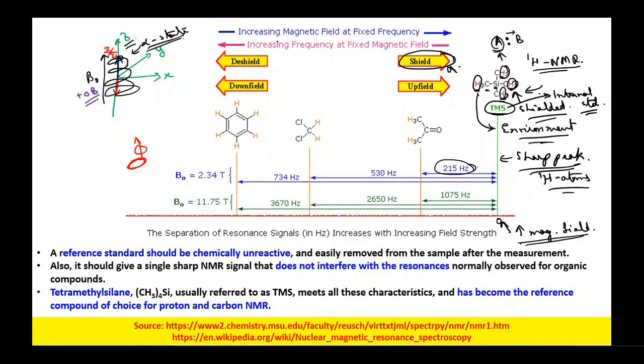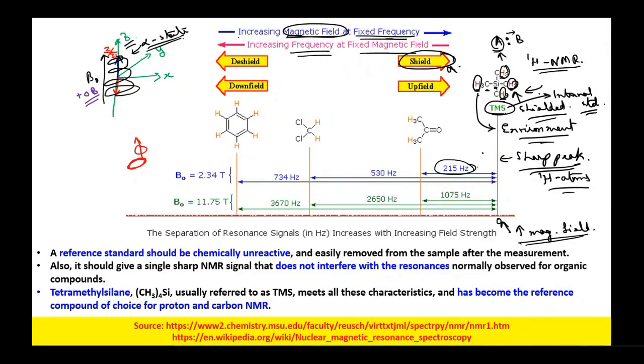So you can measure the things in two ways. Either you can keep the frequency fixed and you vary the magnetic field, and the other thing is that you fix the magnetic field and you increase the frequency. However, in most laboratory NMR machines, they have a fixed frequency and the magnetic field is being varied using the sweep generators.